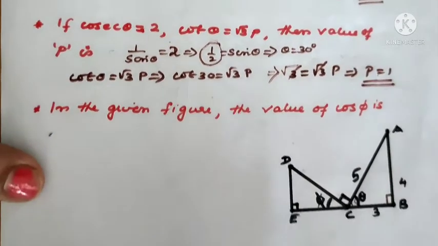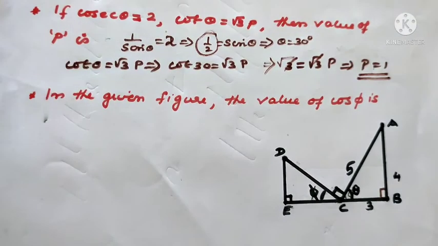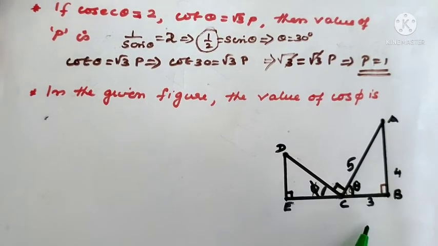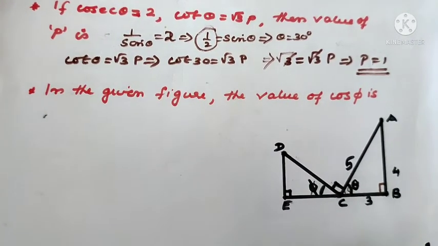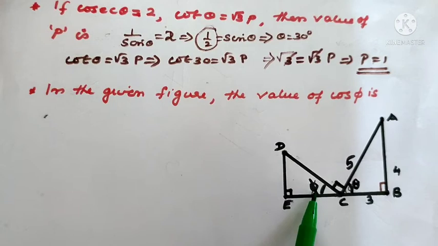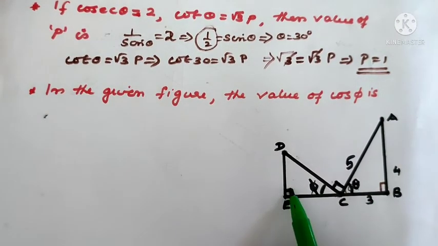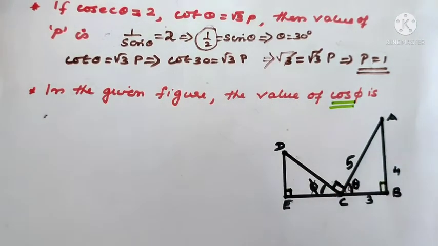Now the next question, in the given figure, what is the value of cos phi only? Now this question has a diagram, you see two right triangles are given. So what is the question? ECD is one triangle, and in that triangle the angle phi is given, and another triangle, that is ABC, is given. Here theta is given. Here already we know that this angle is 90 degree only. Now we have to calculate cos phi only, right?